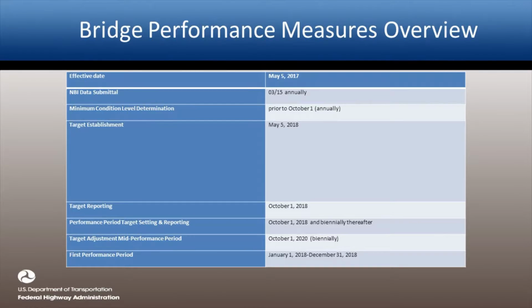You'll be able to make adjustments to your target measures in 2020. If you don't like what you've set up, you'll be able to make adjustments. And the performance period that we're looking at for the first go-around will be January 1st of 2018 and run to December 31st of 2018. So we'll be looking at bridge condition between those dates, basically the calendar year.